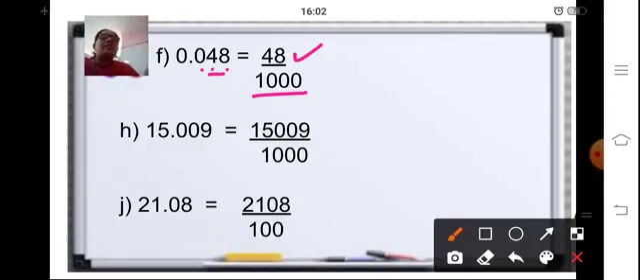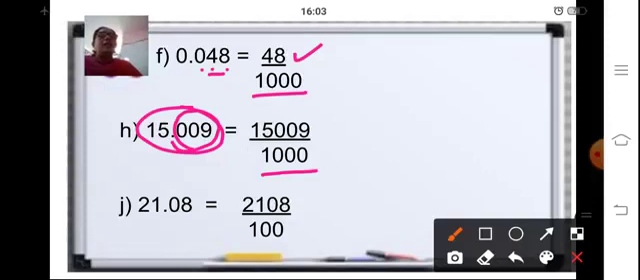Now next sum is 15.009. So write this whole number as it is. Okay. Now after the decimal point count only the number of places after the decimal point. So 3 places, 0, 0 and 9. So that will be upon 1000. After the decimal point 3 places, so 1 followed by 3 zeros, that is your number will be 1000. So your answer is 15009 upon 1000.